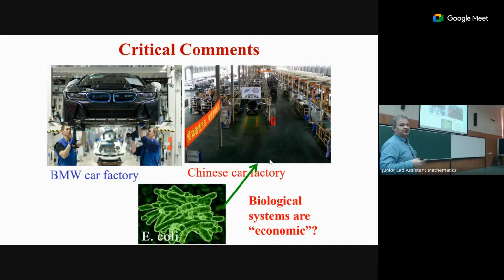Do you have a lot of Chinese cars in India or not? No. Okay, soon you will. America does not have them, but this is very expensive.